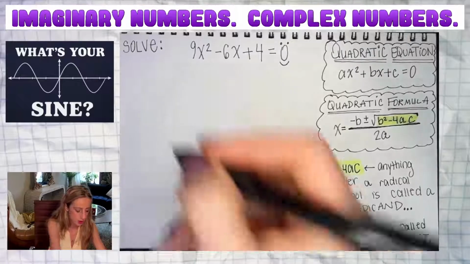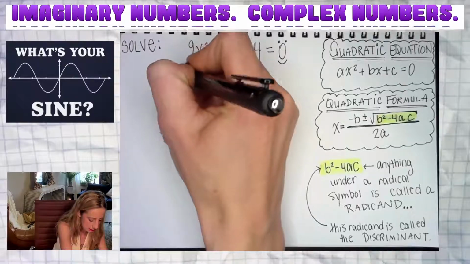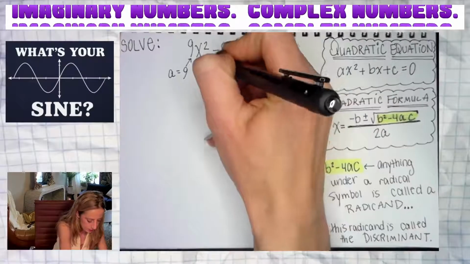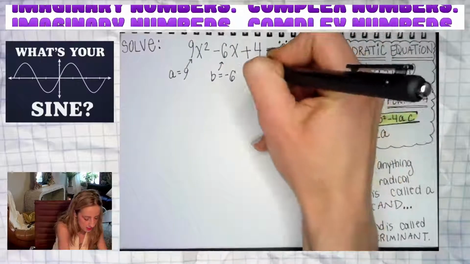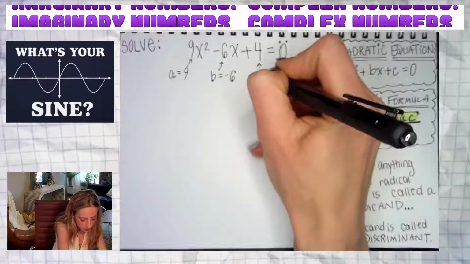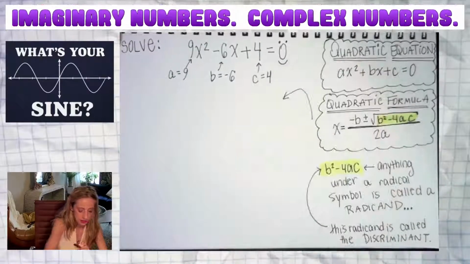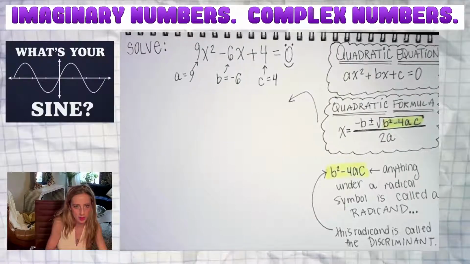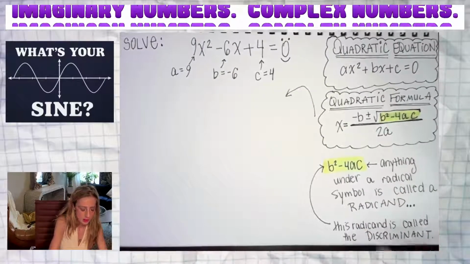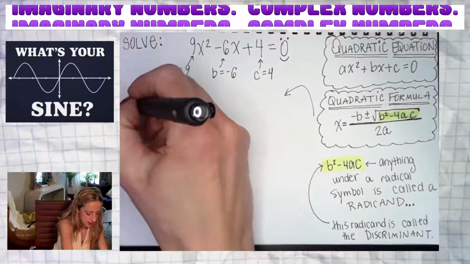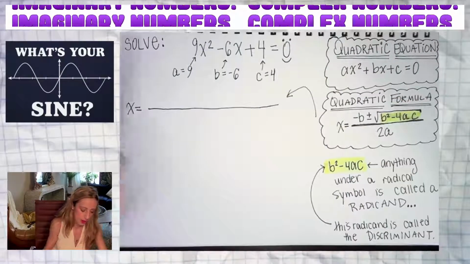The next thing we're going to do is label. I'm going to write myself a note. A equals 9. B equals negative 6. C equals 4. And I'm going to start filling in this quadratic formula right over there. So that would be x equals, nice and neat, as best we can do.